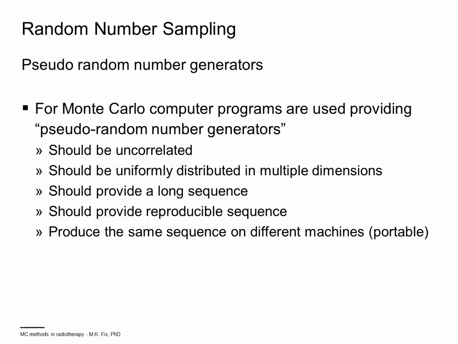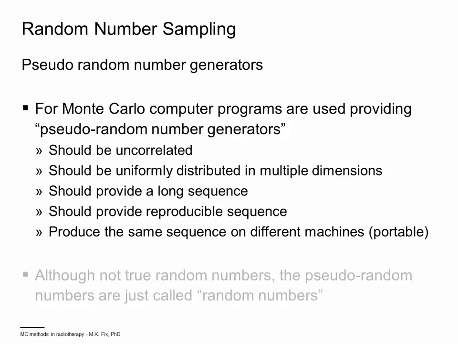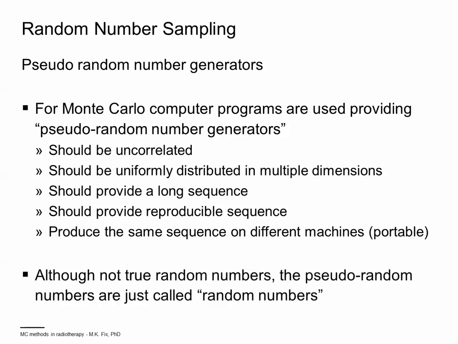They should be uncorrelated. They should be uniformly distributed in multiple dimensions, typically sampled in the interval between 0 and 1. They should provide a long sequence. They should provide a reproducible sequence. And it's a great feature if they produce the same sequence on different machines, making them easily portable. Although not true random numbers, the pseudo-random numbers are just called random numbers as well, so don't get confused.